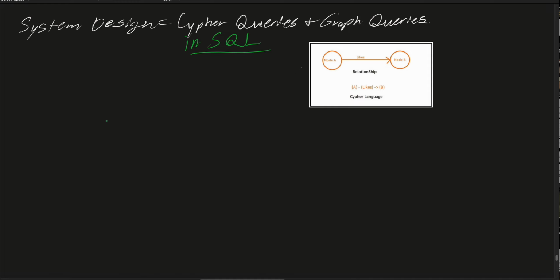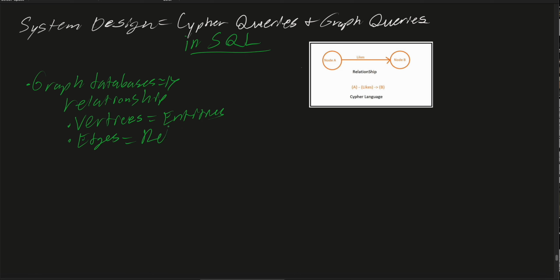Graph databases bring to life the overall intricate map of relationships that are inherently complex and interconnected. So we already know that graph databases can focus on relationships, and we also know that they have vertices and edges. Vertices being the entities and edges being the relationships.